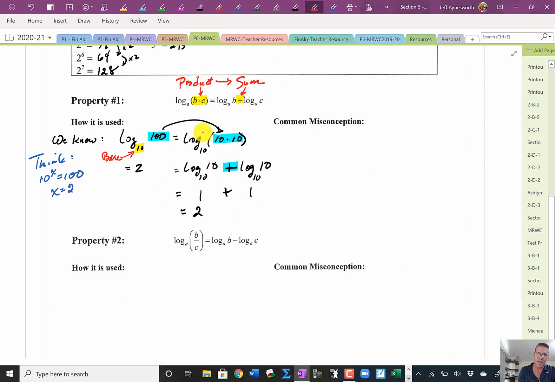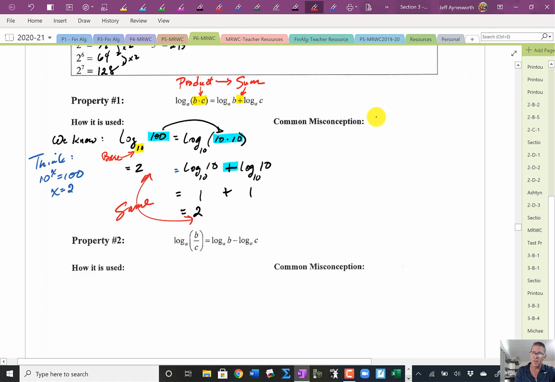Notice that these are the same, and they better be. Whether you evaluate the log just by switching to an exponential, log base 10 of 100 is simply 2, which we knew in the very beginning, or you apply the properties, take the log of a product, rewrite it as a sum of the two logs, and then evaluate, you should get the same answer. We should get 2. But watch what happens when you do it incorrectly.